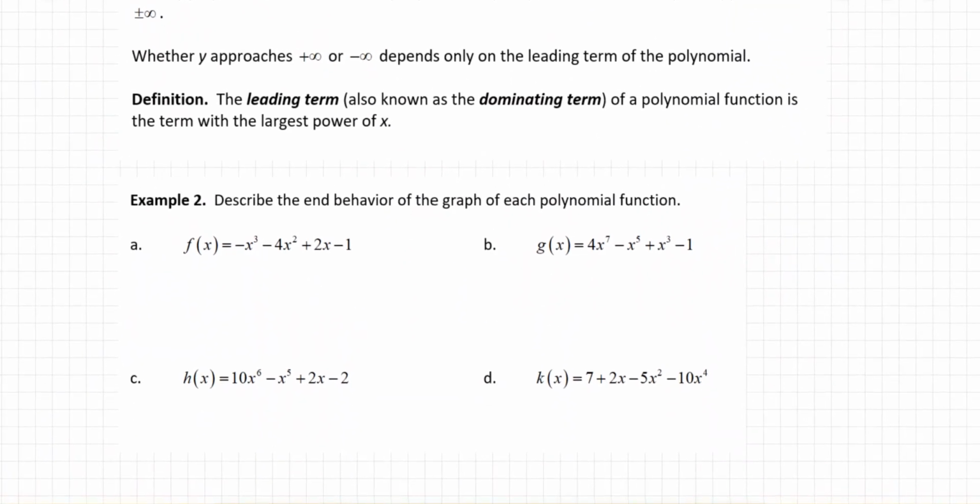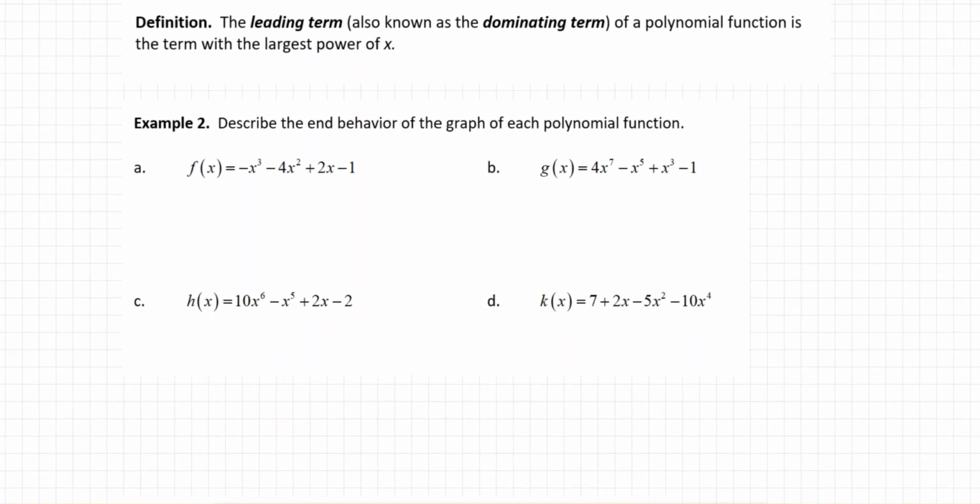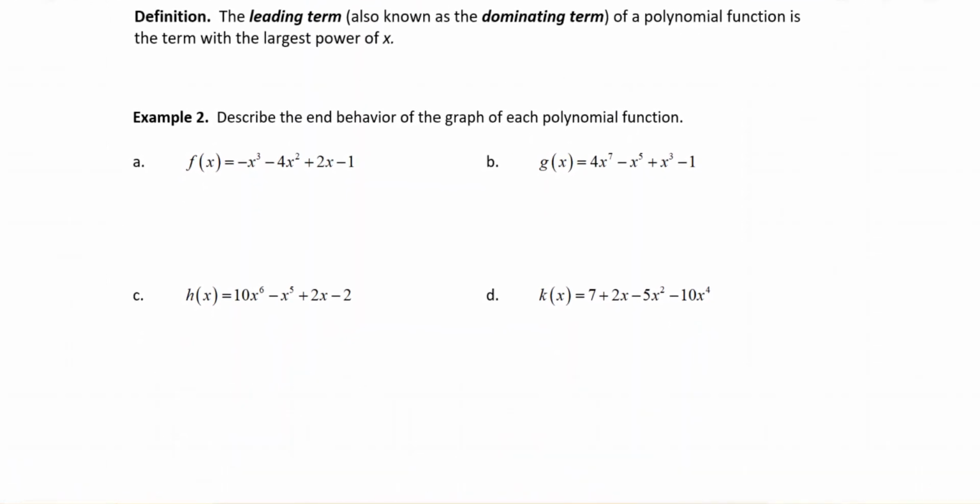So let's go ahead and identify some leading terms and describe some end behavior. So in example 2, here are some functions. What does their end behavior look like? Well, let's start by identifying the leading term. In number 2a, f of x equals negative x cubed minus 4x squared plus 2x minus 1. The leading term is negative x cubed because 3 is the highest power on the variable.